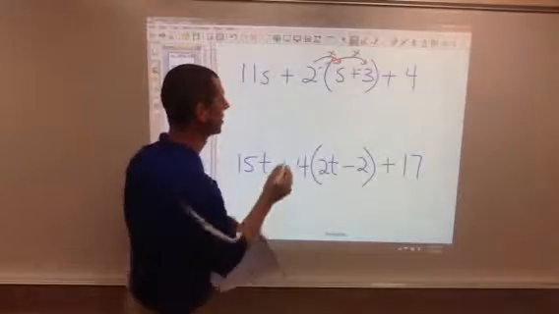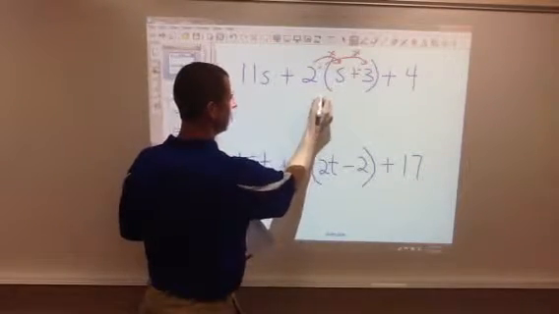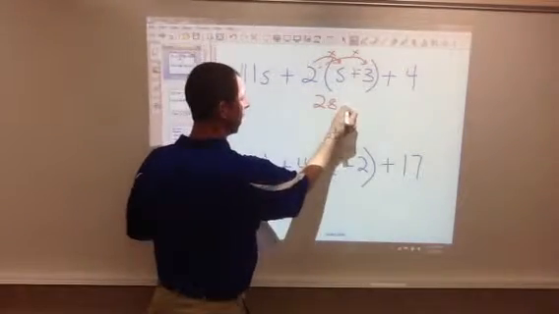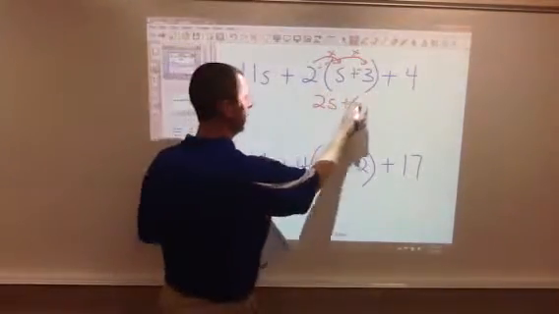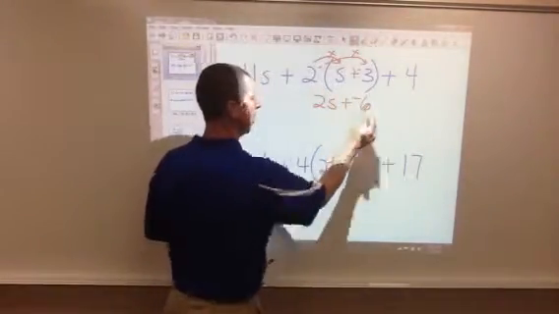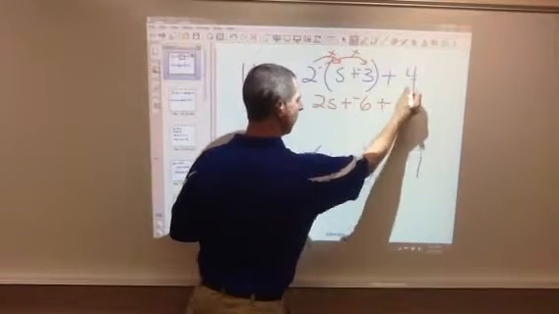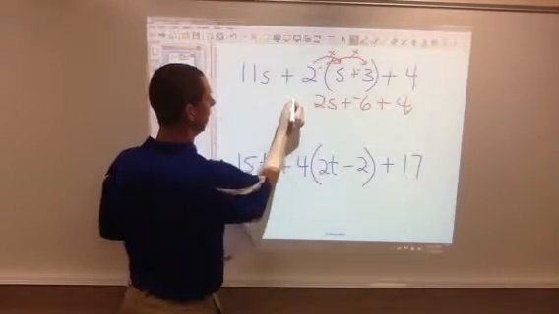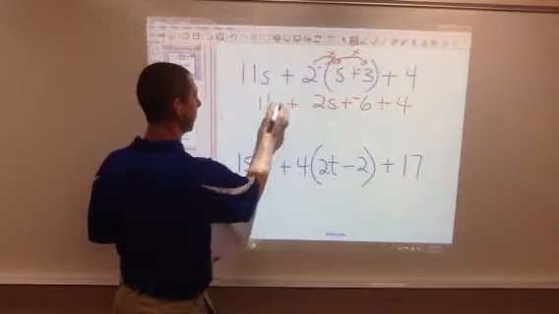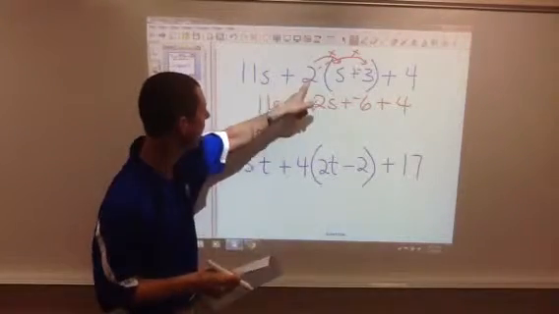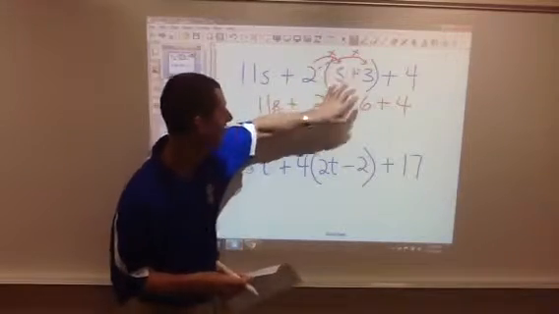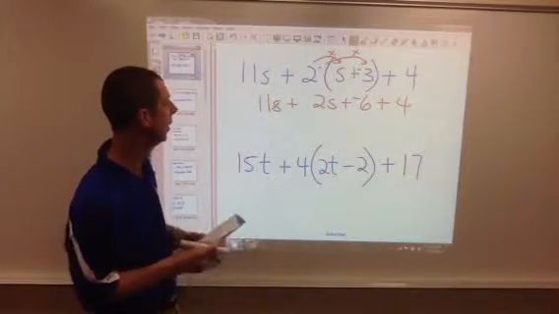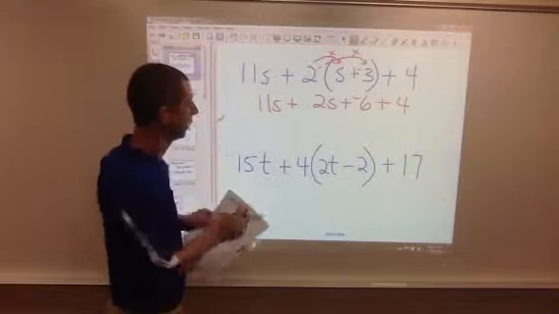Okay, just like this. 2 times s is 2s. We bring down our addition sign, and 2 times -3 is -6. Okay, and then I'll bring this other stuff down here. Now make sure you don't bring this 2 down, because this 2 was part of getting rid of that set of parentheses right there. Okay, now we can combine like terms.